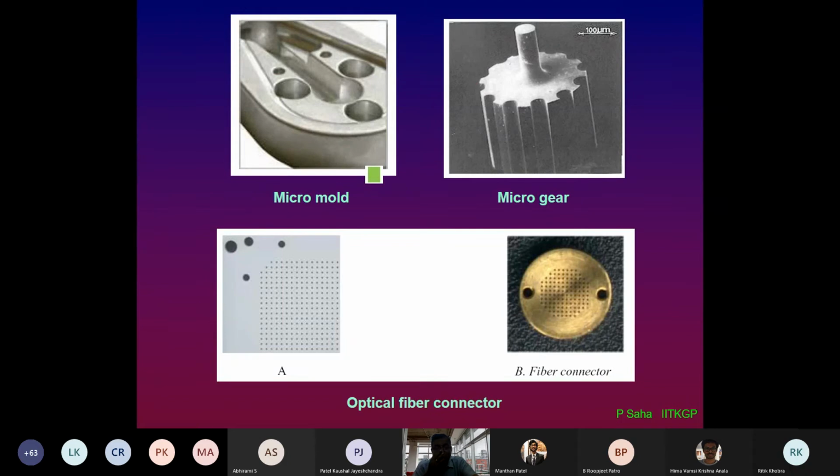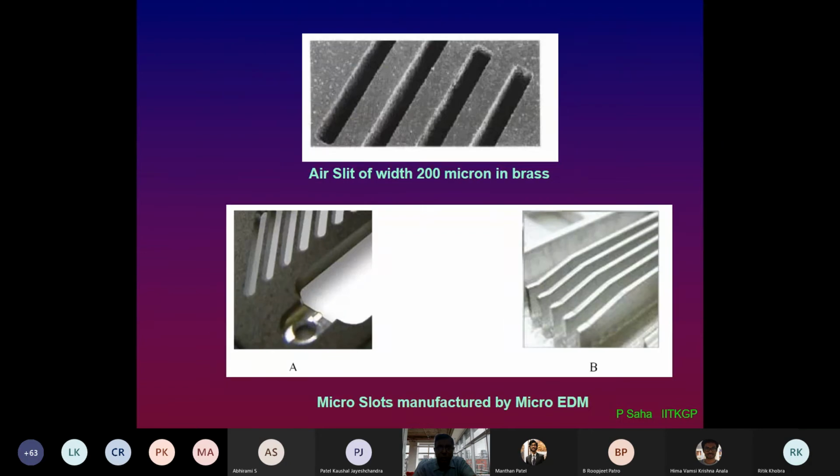So we can make other things like a micro mold. This is an example. It's a very small thing actually. See, this is a spark gear, roughly around 300 micron, 0.3 millimeter diameter, on which the feature size is something around 10 micron or so. Or say we have a number of optical fibers which have to be passed through these small holes. So these are optical fiber connectors, which can be done.